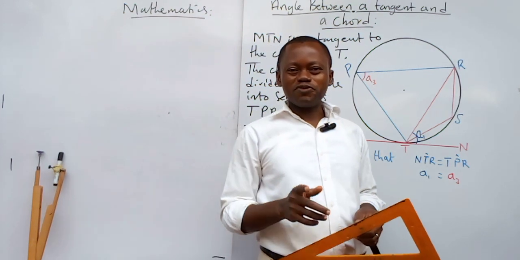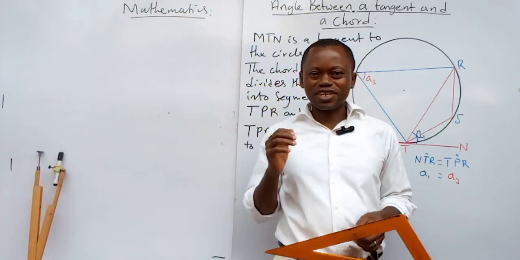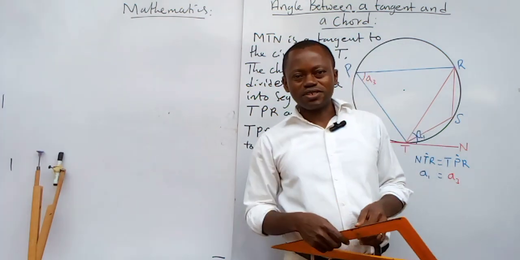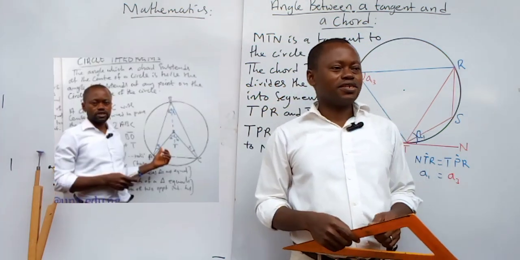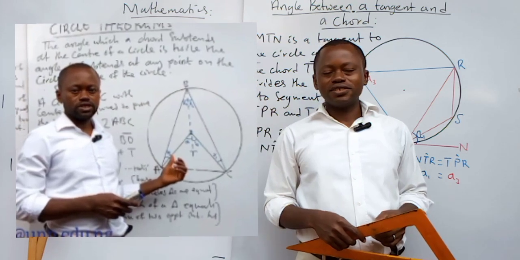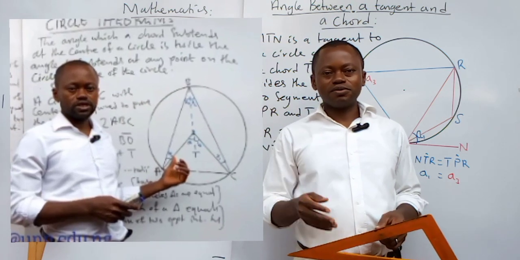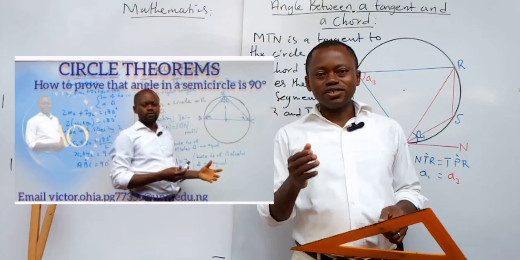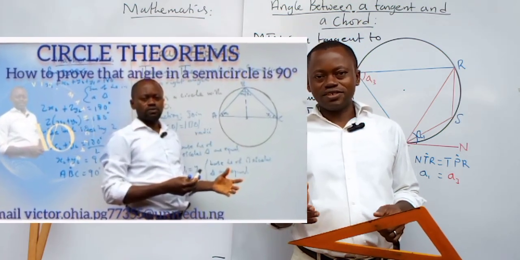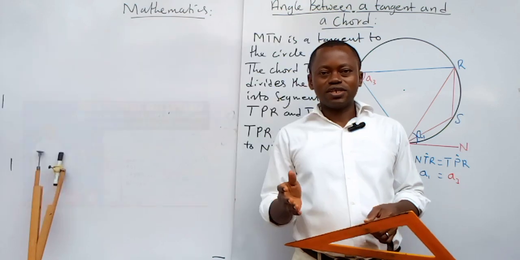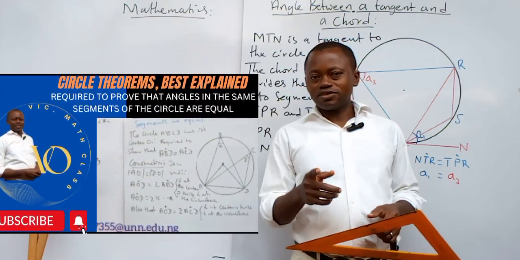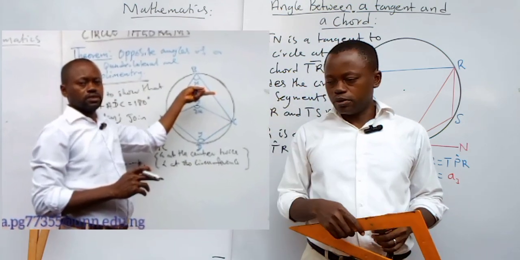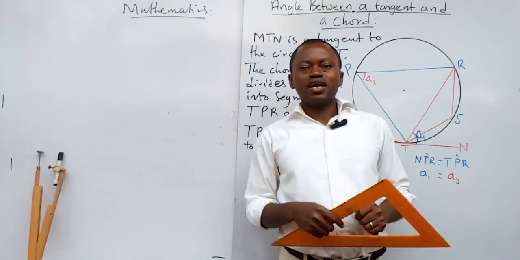In our class today we are going to be looking at one important theorem. Remember, in our previous classes we have been looking at different circle theorems: the angle at the center of the circle is twice the angle at the circumference, the angle in a semicircle is 90 degrees, angles in the same segment are equal, and opposite angles of a cyclic quadrilateral are supplementary.